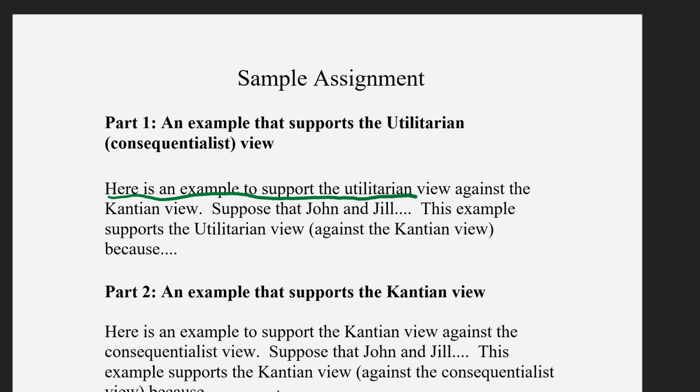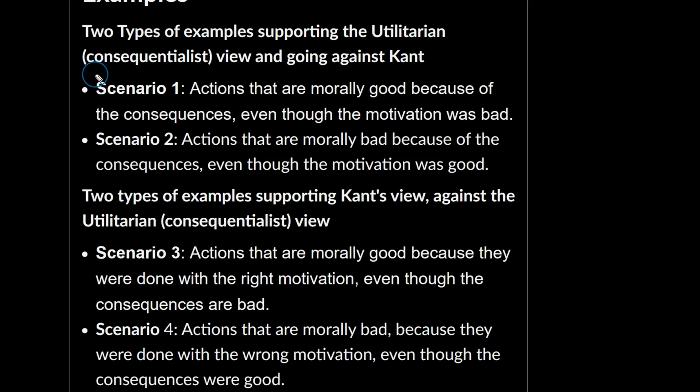So your example is given, but then you have to be very explicit about why this example supports the utilitarian view over and against the Kantian view. So that means that for part 1, I'm going to be giving one of these 2 types of examples. Let's say we choose scenario type 1, some action that is morally good. So it's one where we are inclined to say, what this person did was a morally good thing. It's good because of the consequences, and it's something where we are inclined to say it's good, even though the motivation itself was bad.